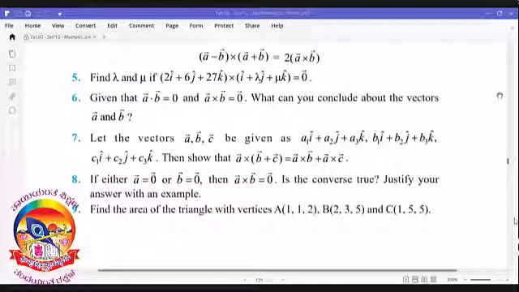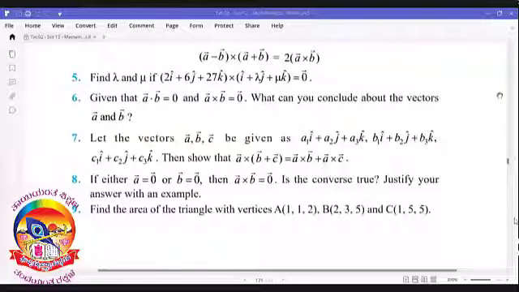Observe this one thing. Given that a bar dot b bar is equal to 0 and a bar cross b bar is a null vector. He has given you one condition, right? A bar dot B bar is equal to 0 and A bar cross B bar is a null vector. What can you conclude about the vectors A bar and B bar? What is your conclusion in that one?